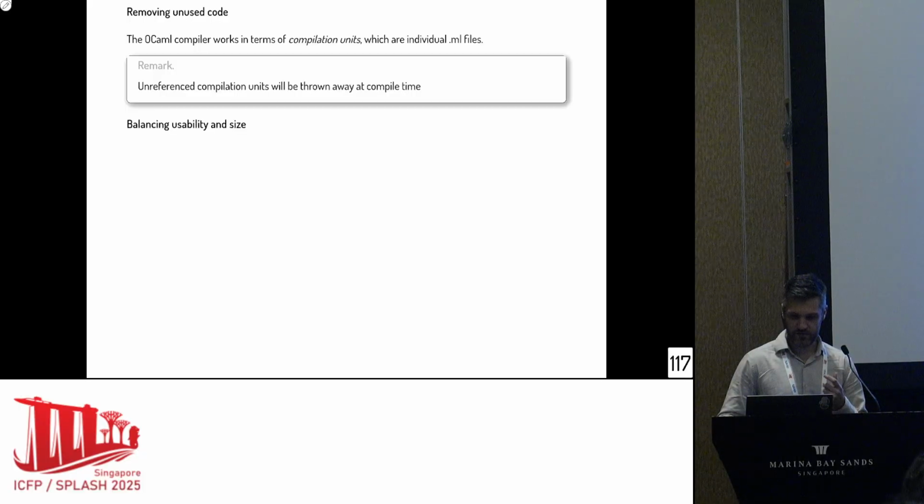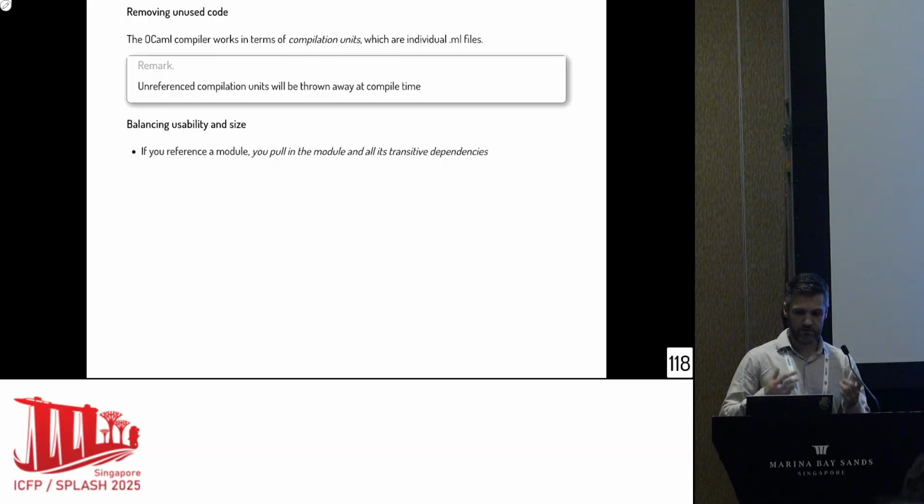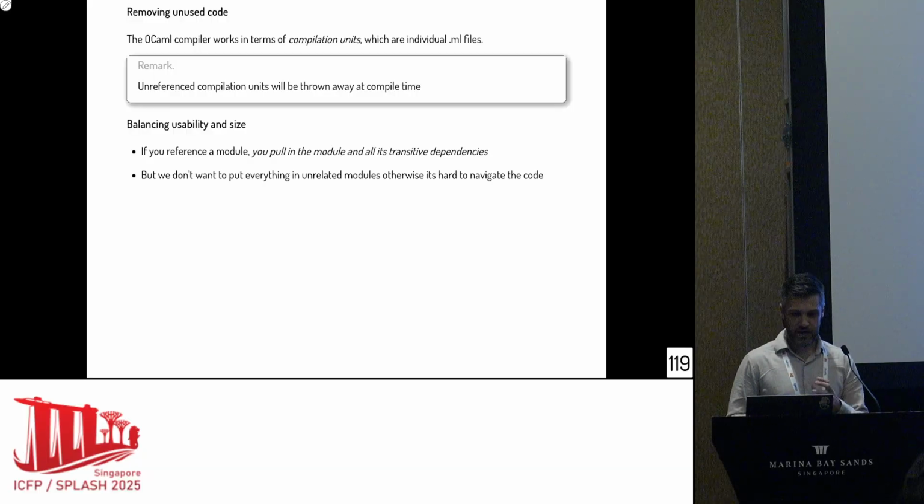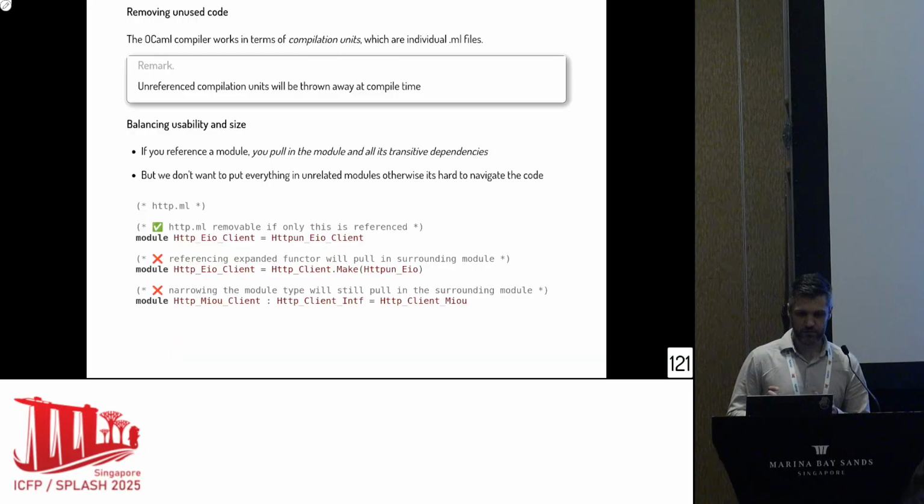The key to understanding this is how code is referenced by other modules. If we use something inside a module file, we'll pull in that entire file and all its transitive dependencies into our program. But we don't want to have to put everything in separate modules to avoid that, because it makes it harder to navigate the code as an end developer. Thankfully, there's an exception to this rule. If you simply alias a module and then only reference the alias and nothing else in the surrounding module, the surrounding module isn't pulled in. The compiler literally just reaches out for the thing that's been aliased and pulls that in directly.